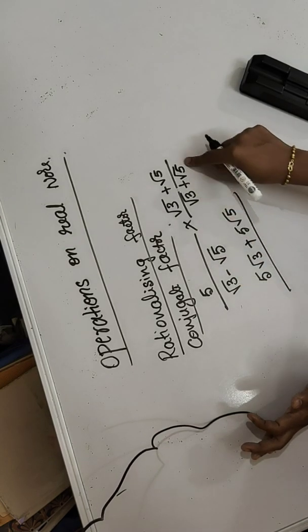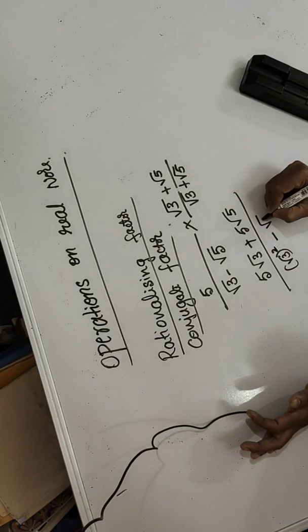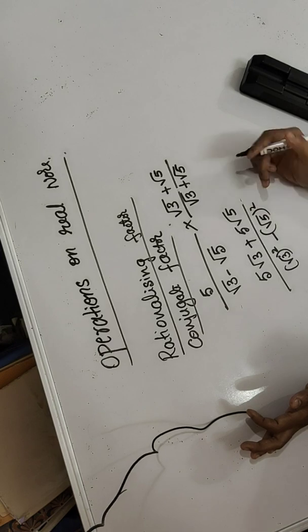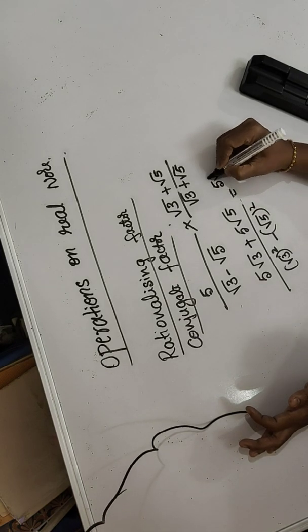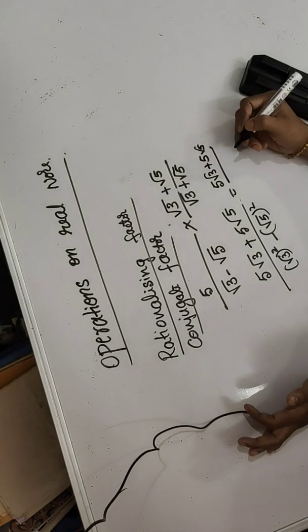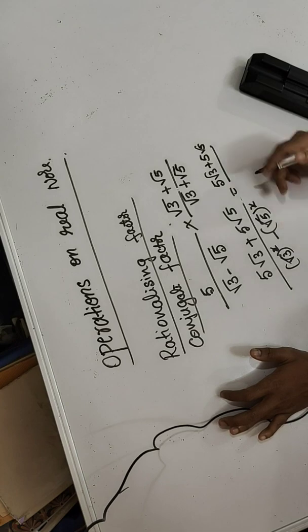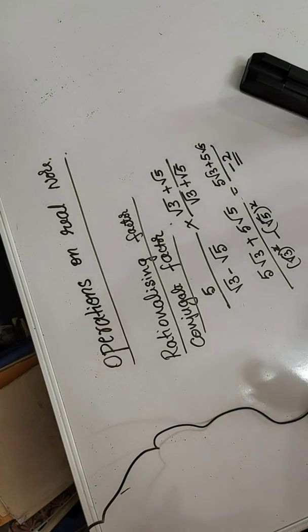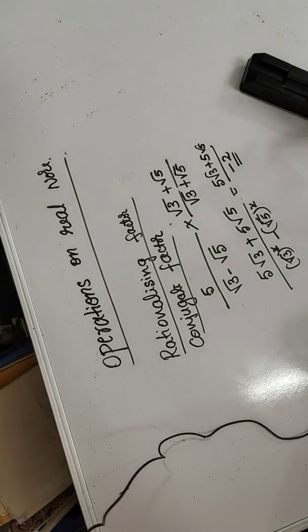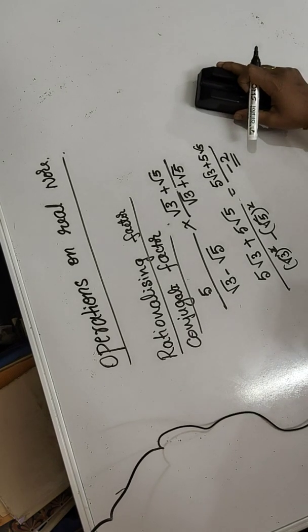A minus b, a plus b, a square minus, don't put plus, b square. Now, if you simplify, the upper one remains the same. The lower one becomes root 3, it gets cancelled, 3 minus 5 is minus 2. Understood? Yes, now this one you understood.